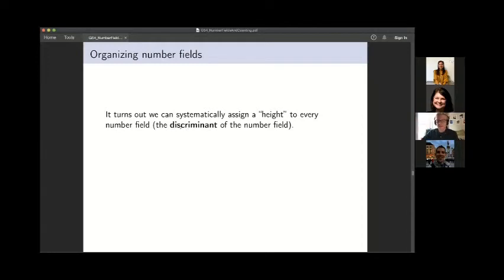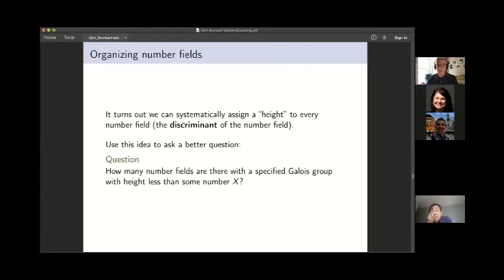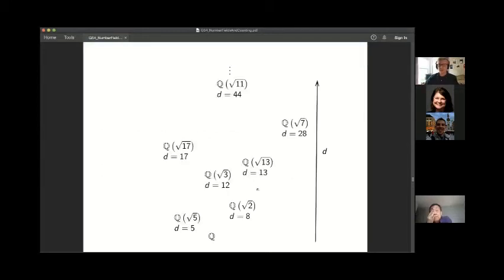But I should mention that this discriminant thing has many really nice properties which tell you a lot of very interesting things about the arithmetic of the number field you attach it to. So interesting to number theorists for a number of reasons, independent of this height business. But we're going to use this height to ask what I claim is a better question, namely how many number fields are there with specified Galois data, but now with height less than x, right? So if we don't bound the height, then we get infinitely many things. So what we're going to do is cut off at some height and then count things below that height. So here's sort of a doodle of what I mean.